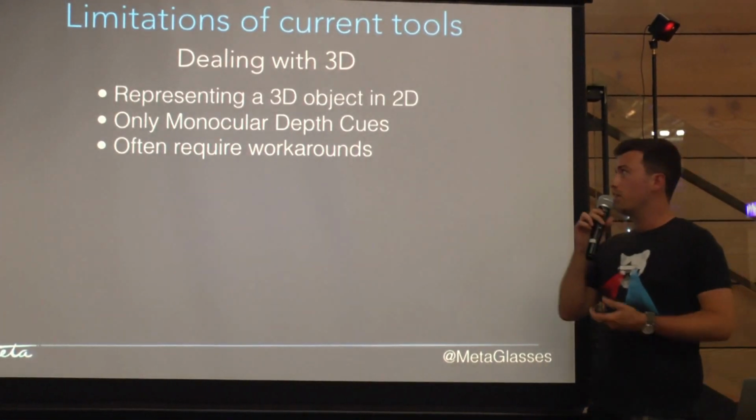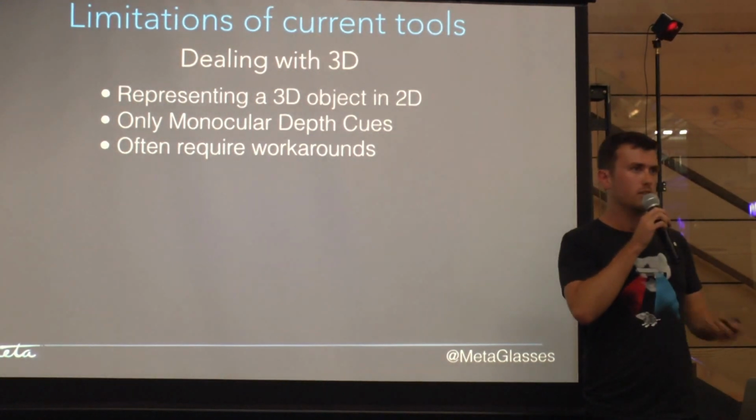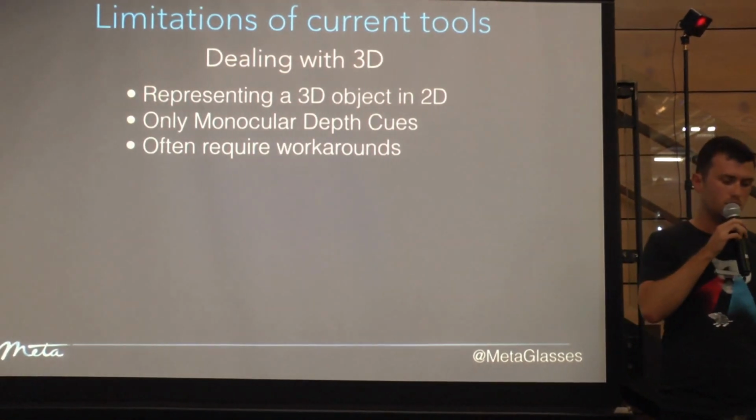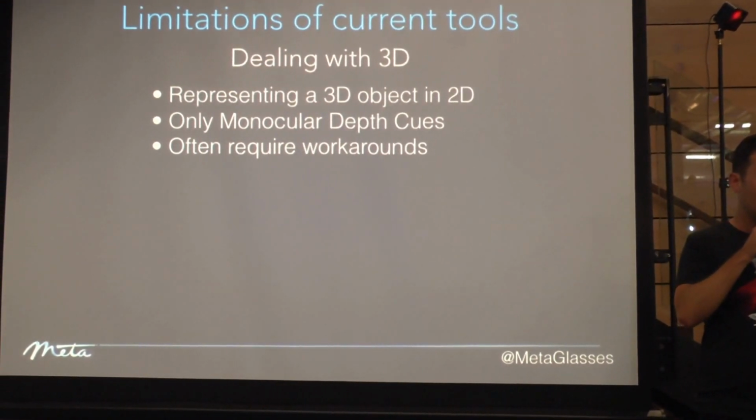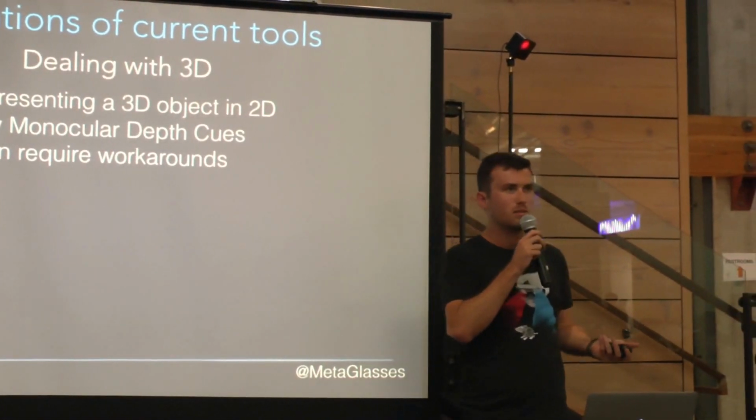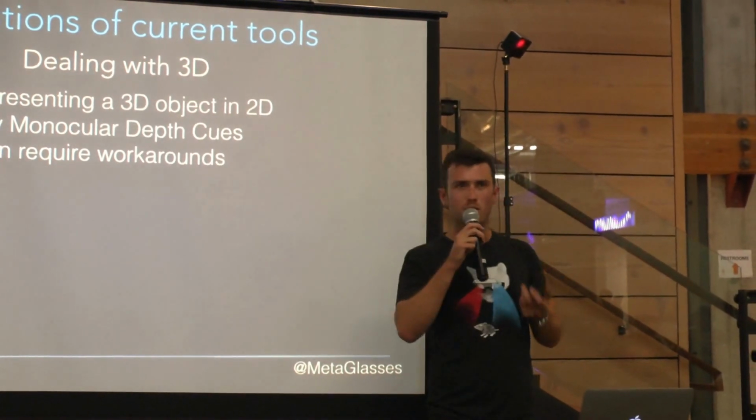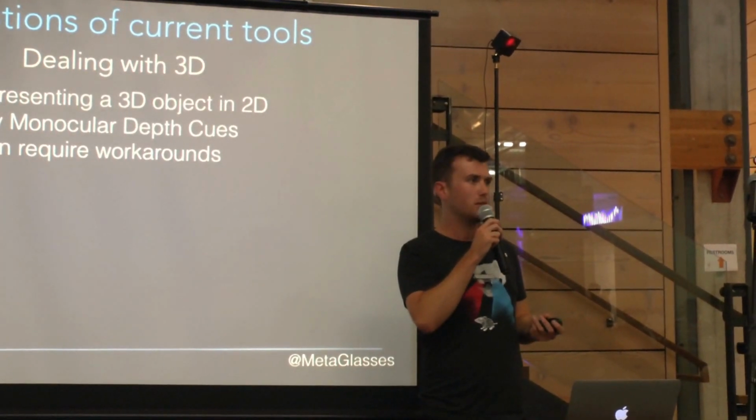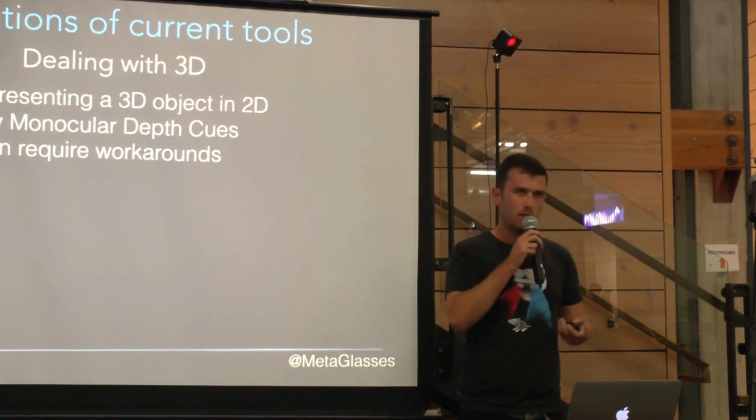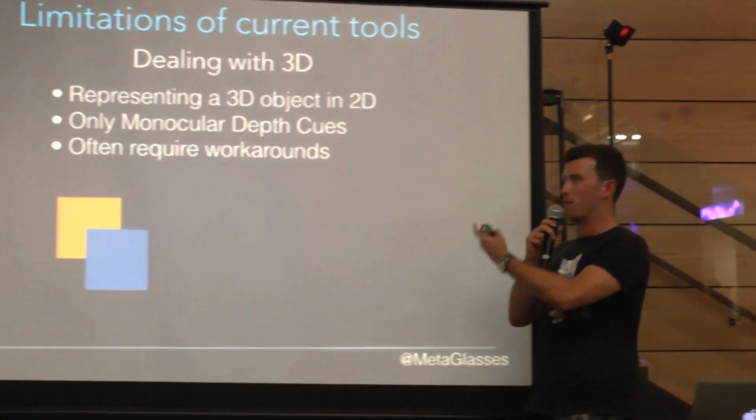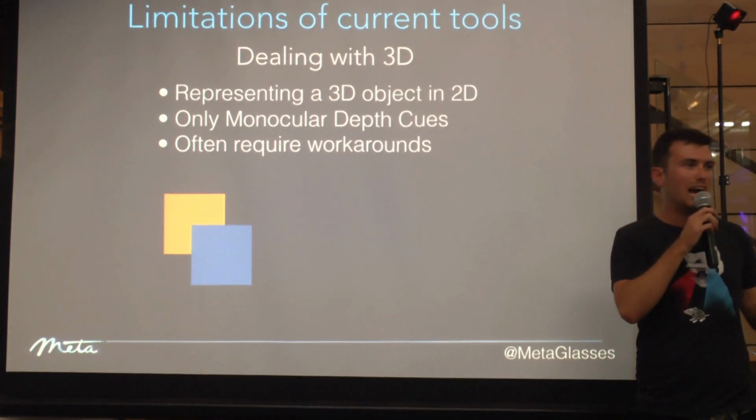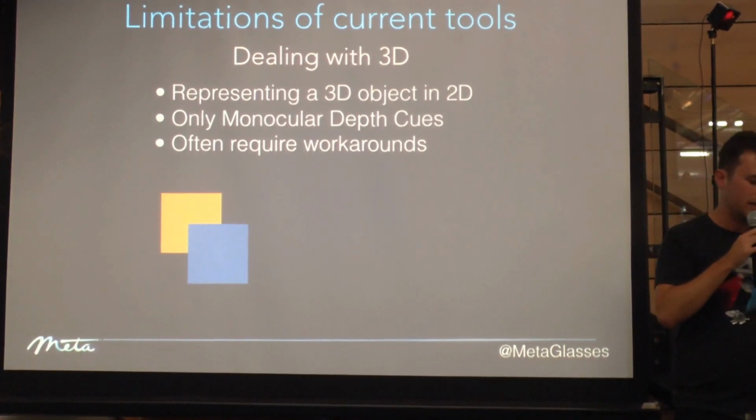The other limitation is dealing with 3D. Naturally, if we're using traditional 2D tools such as paper, presentation projectors, general computer screens, we're representing a 3D object on a 2D plane. Now, the human brain is pretty damn clever. We can use a lot of different kinds of depth cues to pretend to see 3D, but we can't really truly do it. So of this, for example, you can tell that the orange square is behind the blue square. We can tell that, but these are hacks, workarounds to really perceiving 3D data.